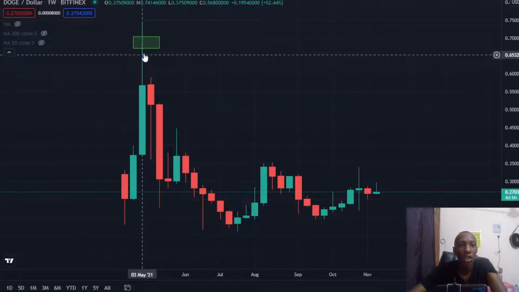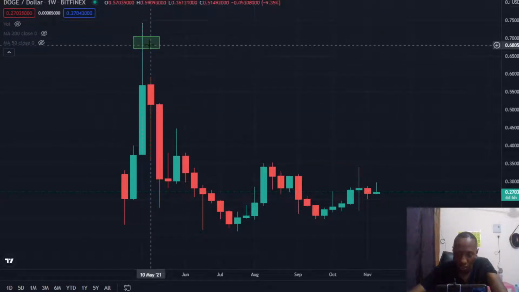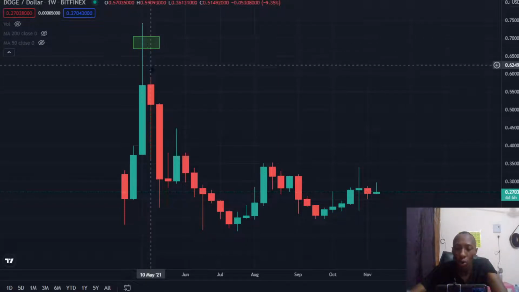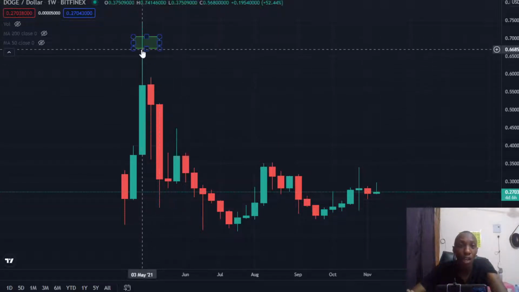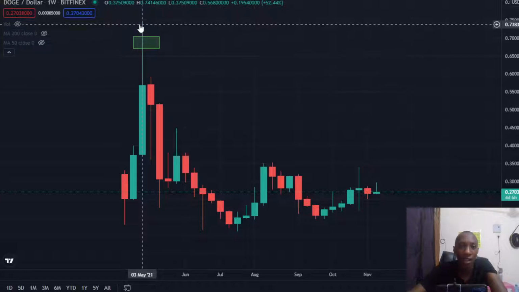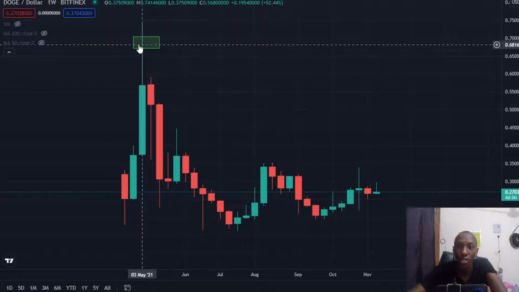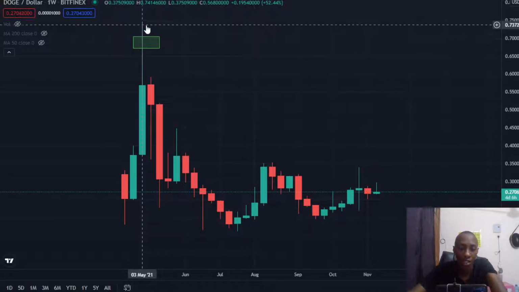So I bought Dogecoin right here. And then Dogecoin, since I bought Dogecoin, yaani ni kama tu ilikuwa inangoja ni buy. Hivyo tu nilibuy my friends. Ilipanda. Unaona? Ilipanda from $68 ikapanda hadi 73.